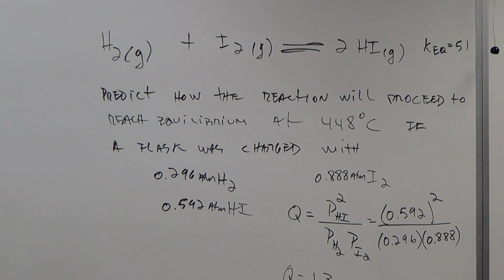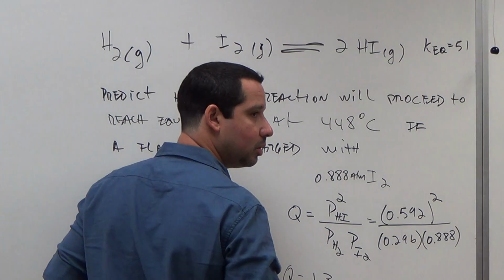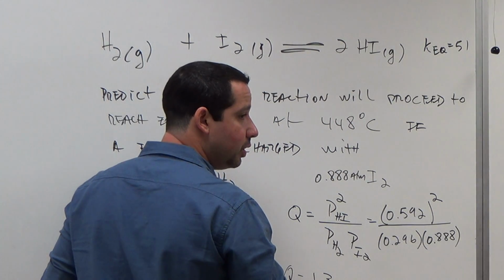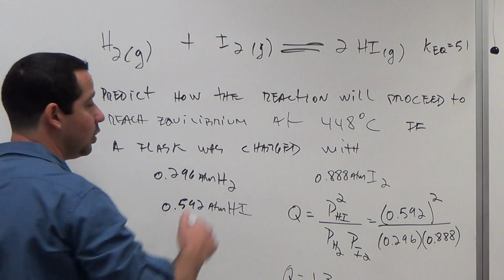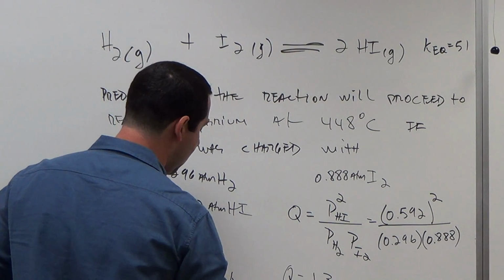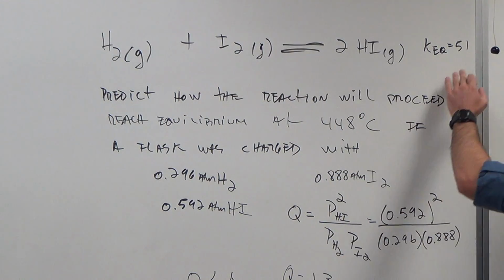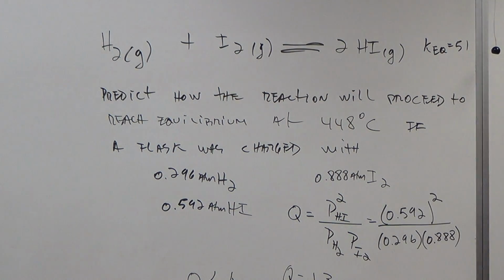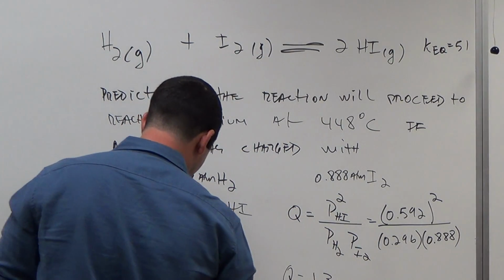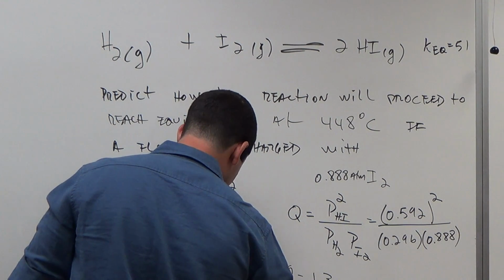Are we comparing Q to the Keq? So, Q is 1.3. Is it bigger or smaller than that? Way smaller. The number wants to be what number? 51. It is 1.3 and it needs to go all the way up to 51. How does it do it? By increasing the products or the reactants? Products. So the reaction is going to go forward. Yes?